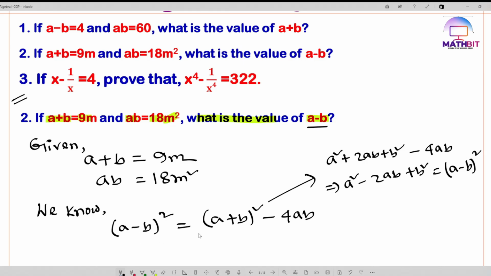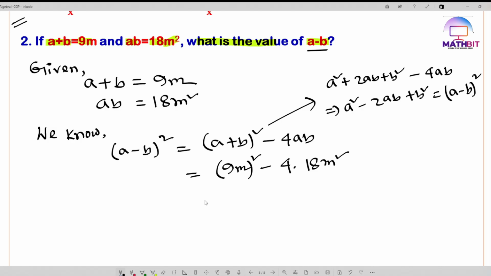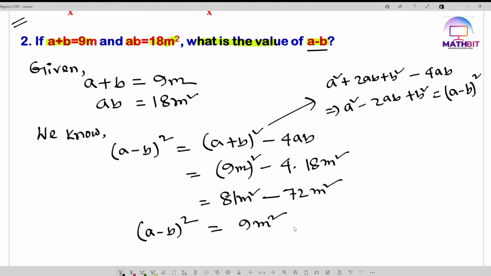So a minus b whole square equals a plus b whole square minus 4ab. We can write a plus b means 9m, squared, minus 4 times ab, which means 18m square. Now 9 times 9 means 81 m square, minus 4 times 18, which is 72 m square. Once we subtract from 81, we get 9m square. So a minus b whole square equals 9m square.